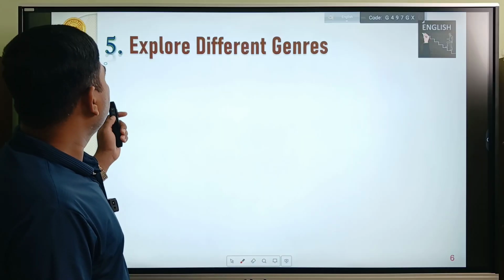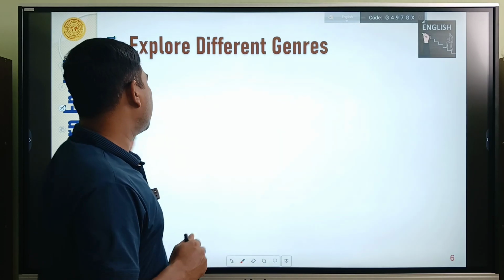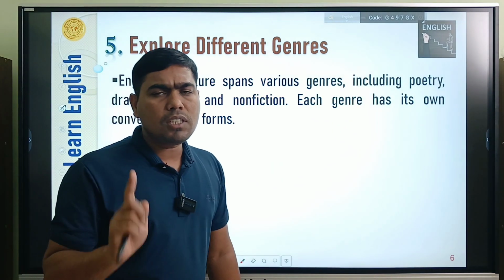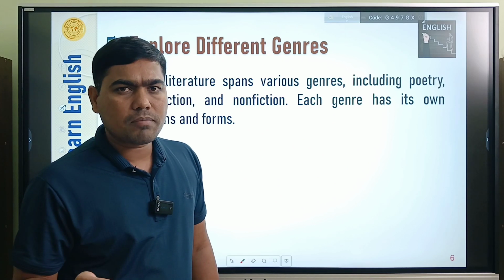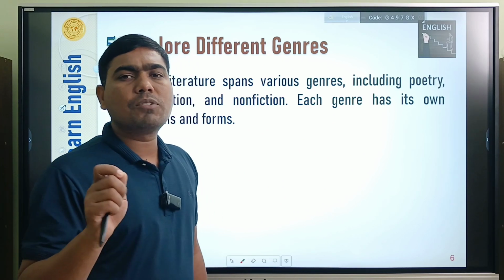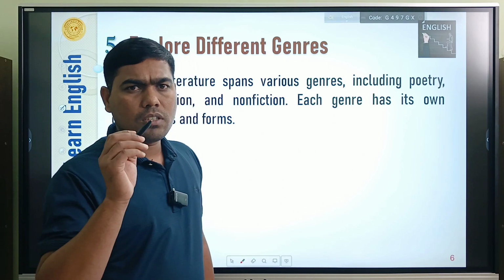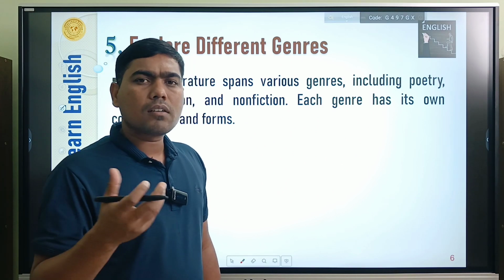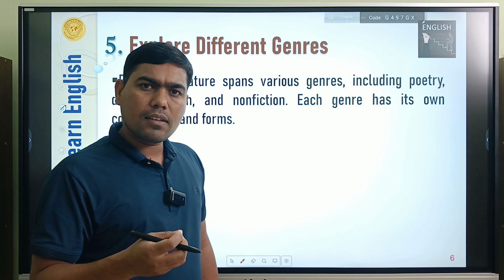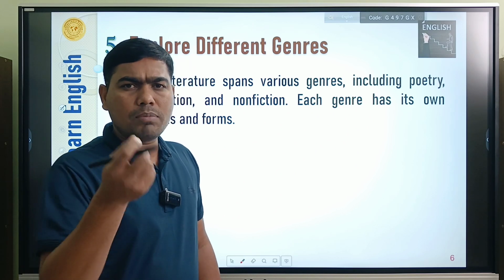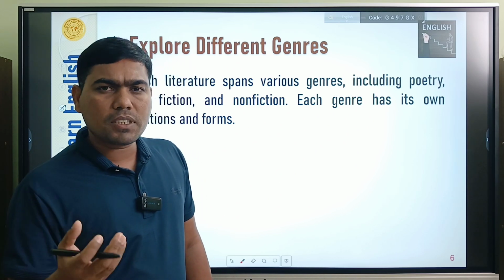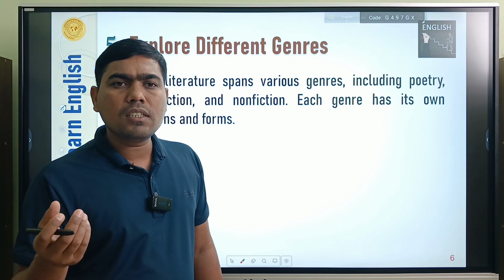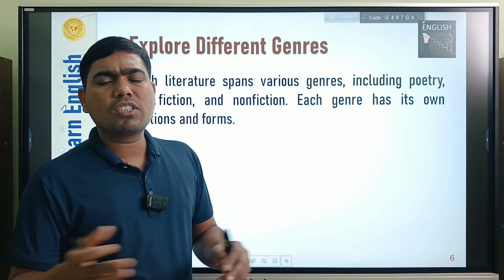Okay. Then in the fifth step, you have to explore different genres. I think you know what is genre. Genre means different types of writings like short story, poetry, drama, criticism, essay, and even in poetry you will have subjective poetry or objective poetry. Even you will have lyric, sonnet, elegy. So there are different genres of writing.